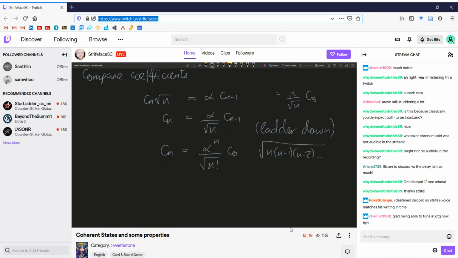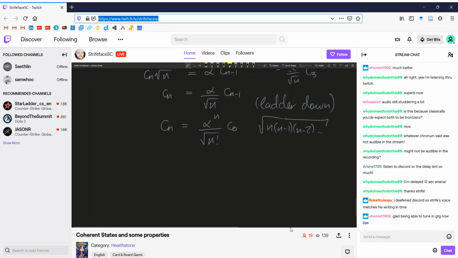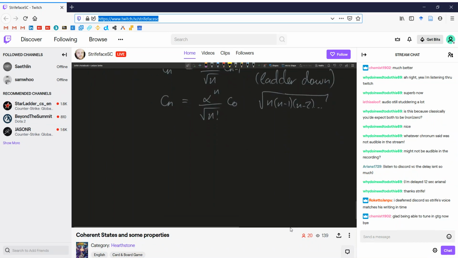So what we can do is rewrite alpha, which was equal to the sum from n equals 0 to infinity of Cn, substituting what we have, alpha to the n over root n factorial. It would be a lot nicer if we could evaluate what C naught is as well, because then we'd have a complete description of our coherent state.